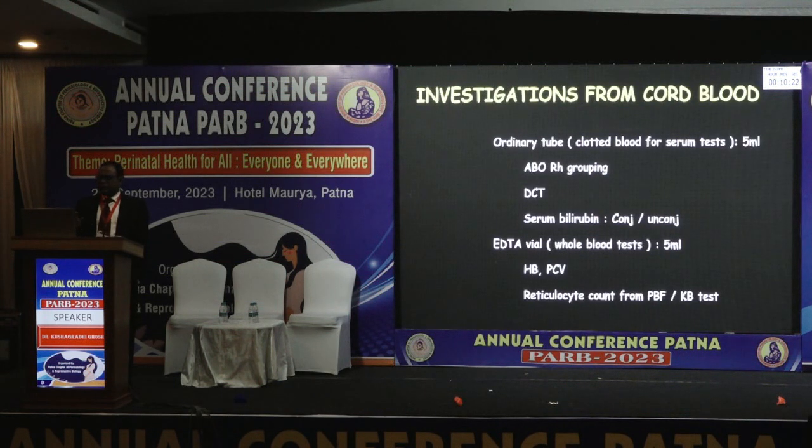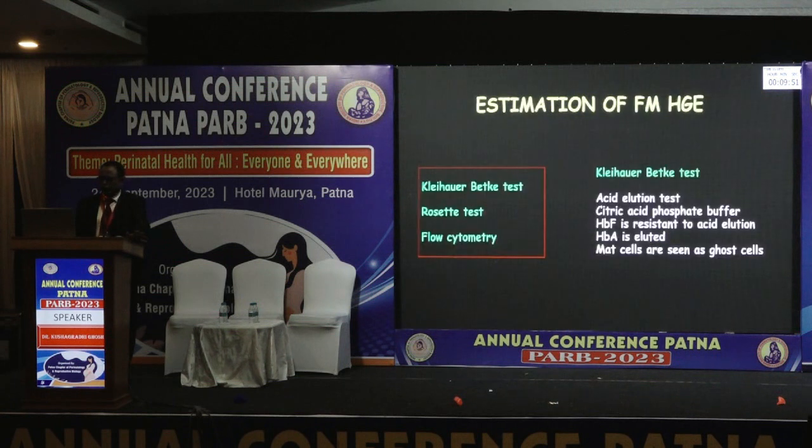The standard protocol is that you collect 5 ml of clotted blood for the ABO and Rh blood group of the baby, the direct Coombs test of the baby, and serum bilirubin, conjugated and unconjugated. And we take 5 ml of EDTA blood for hemoglobin, packed cell volume and reticulocyte count, because the reticulocyte count actually shows the degree of hemolysis. And then theoretically we should be doing a Kleihauer-Betke test, which we don't do.